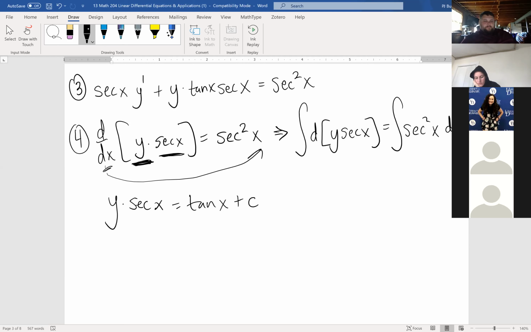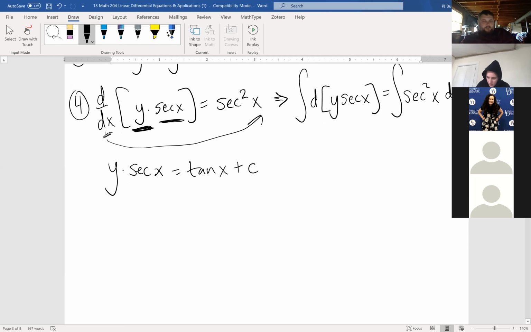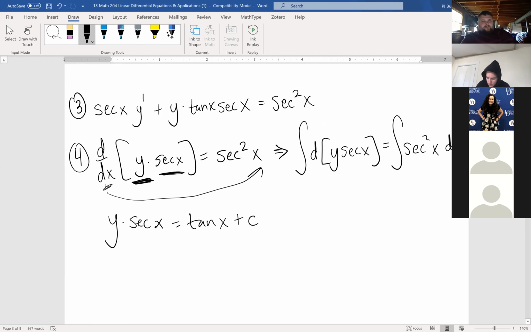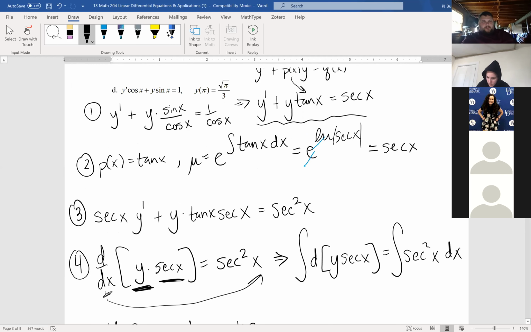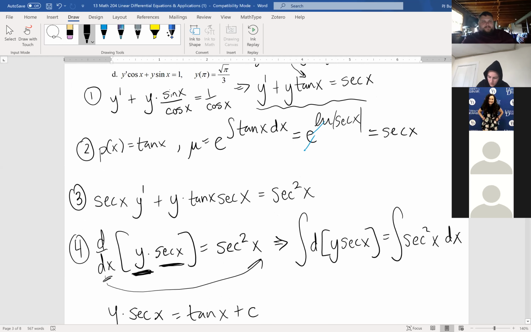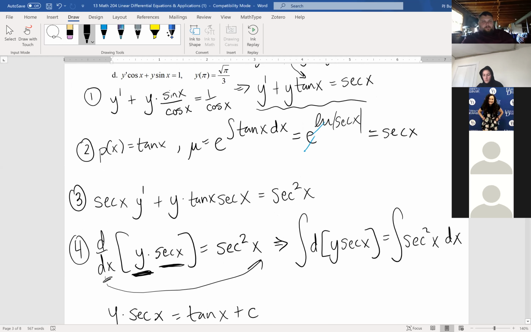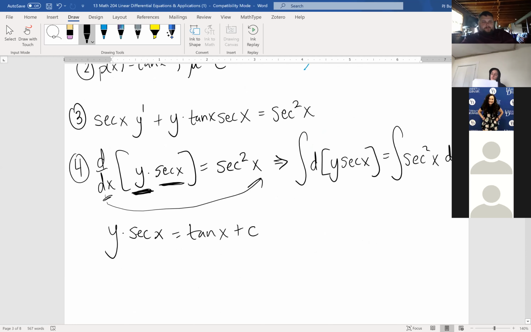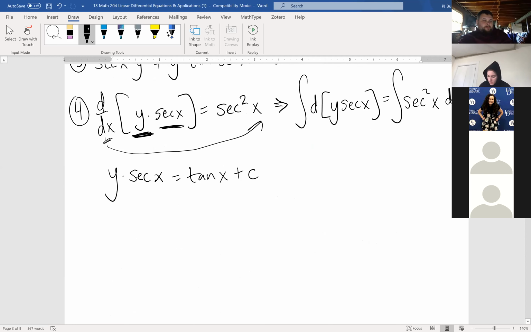We okay with that? Yes. Okay. So were we given a condition? Yes. So when x is pi, y is square root of pi over 3. So square root of pi over 3 secant of pi equals tan pi plus c.